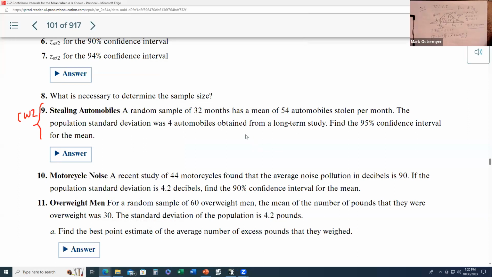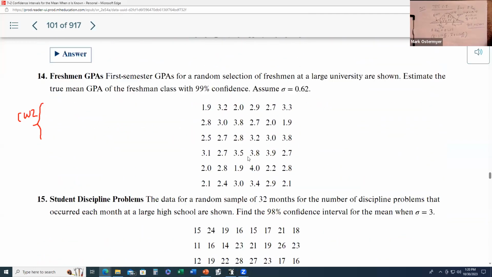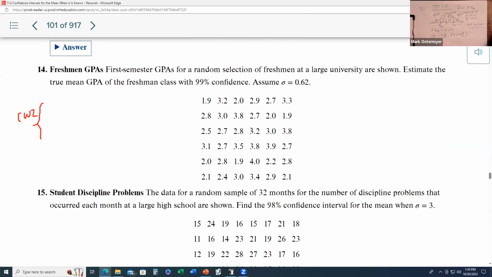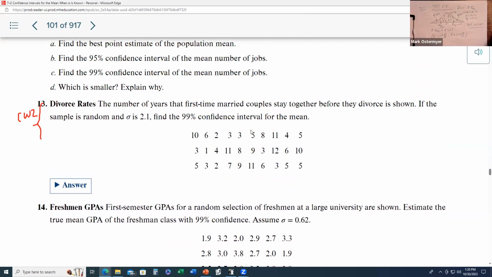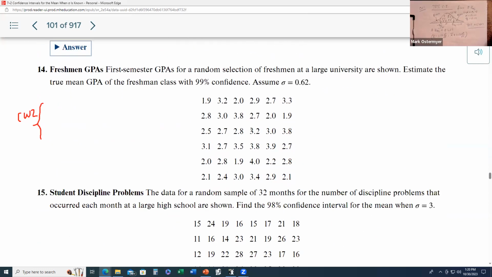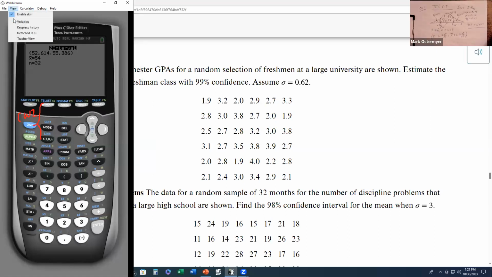All right. What if we're given raw data? For instance, problem number 14 here. Let me double check number 13. Let me see what's going on here. Okay. What if we were given a raw data set here and we wanted to build a confidence interval? Well, what you can do is use your calculator and literally put the raw data into a list.